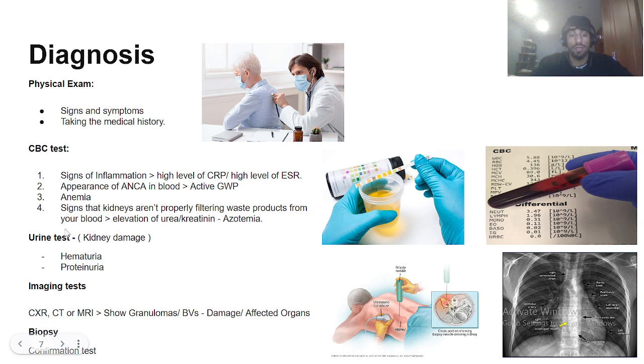Also, we can see urine tests which can indicate kidney damage, so we can see hematuria or presence of blood in the urine, and also proteinuria or presence of proteins in the urine. We can also do imaging tests: on chest x-ray, we can see nodules of the lungs. Also we can see on CT scan the abnormalities of the blood vessels, the vasculitis, and we can also use MRI, magnetic resonance imaging, that can show granulomas of the blood vessels and damage of the affected organs. And also we can do a biopsy as a confirmation test, as you see here in the picture, with the help of ultrasound, we can see the severity and the damage of the organs.